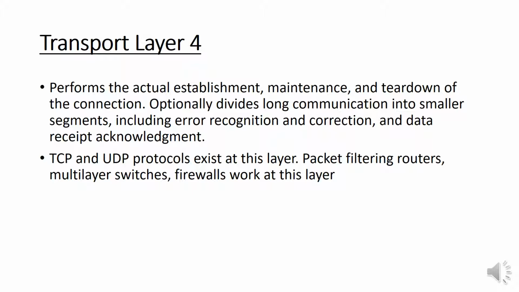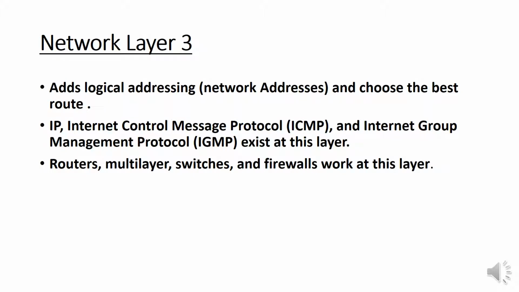Under the transport layer, we have the network layer. The network layer adds logical addressing and chooses the best route. IP, Internet Control Message Protocol, and Internet Group Management Protocol exist at this layer. Routers, multilayer switches, and firewalls work at this layer.